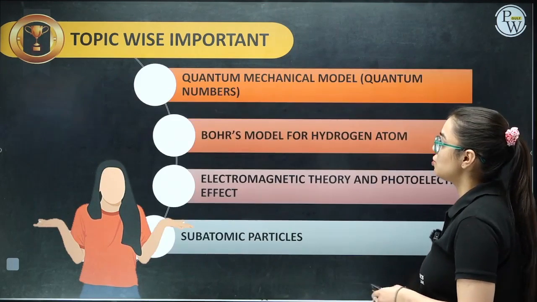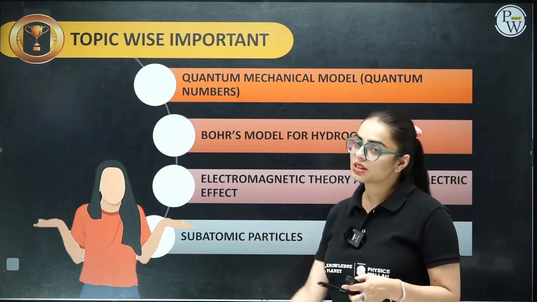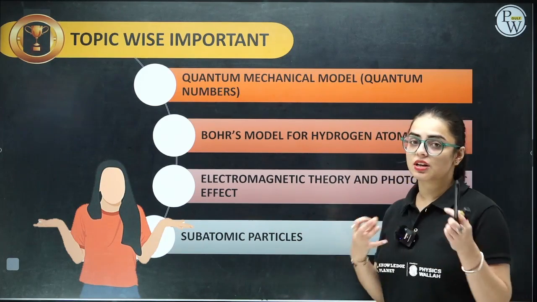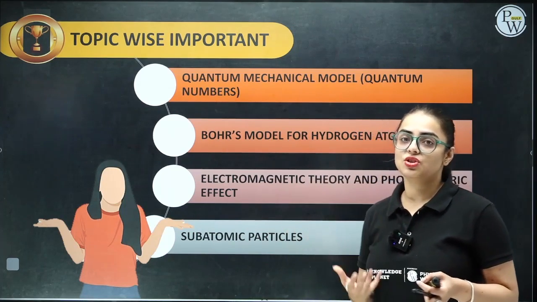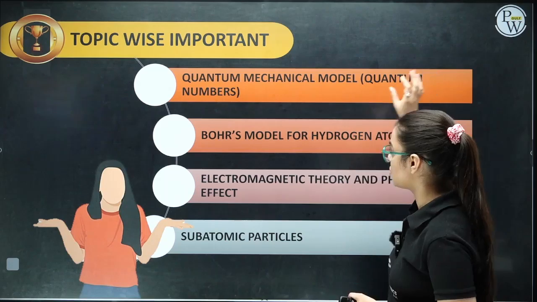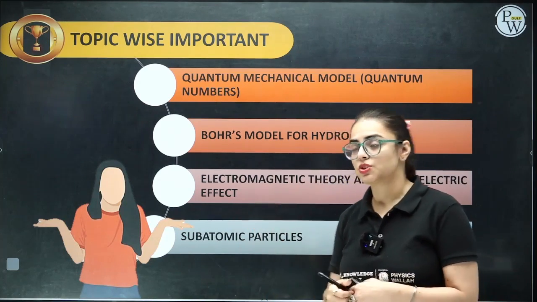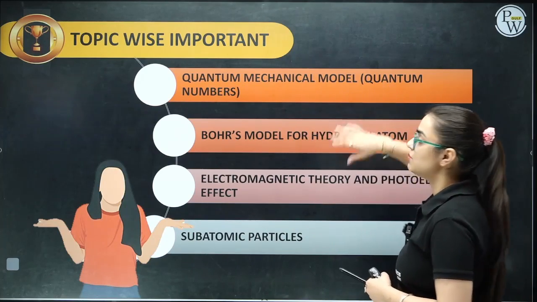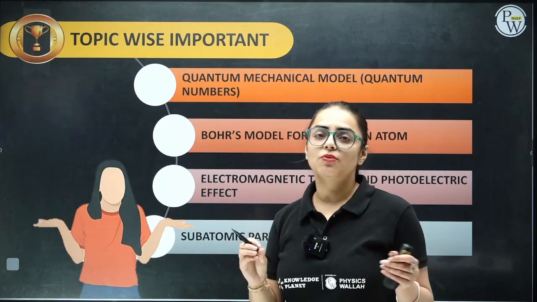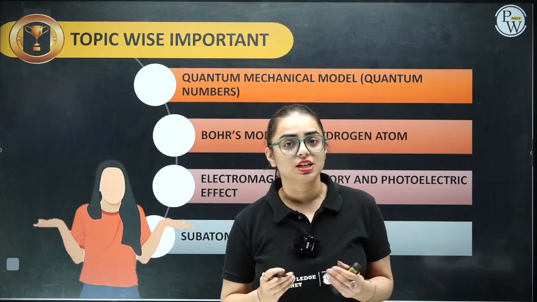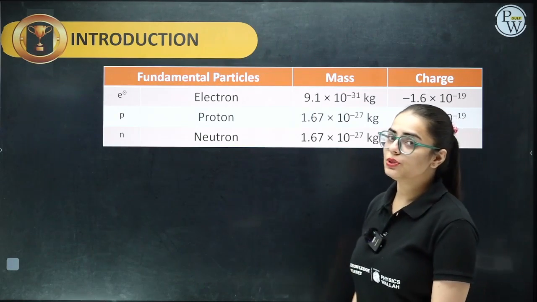So the very first topic that we have to know is the subatomic particles, guys. After this, questions are asked from the electromagnetic theory and the photoelectric effect. Then questions are generally asked from Bohr's model for hydrogen atom, and at last, the maximum questions, if you observe, are from the quantum mechanical model, that is quantum numbers. Okay. So basically, these are the four topics from which the maximum amount of questions are asked from this particular chapter, students. Now, let us start with the introduction session.